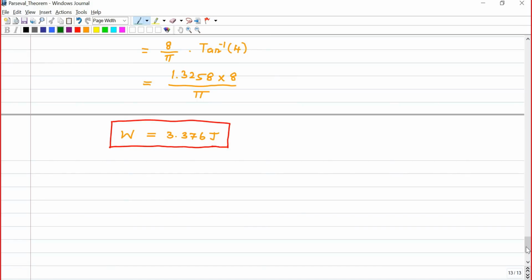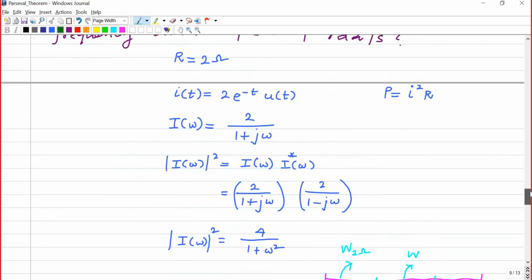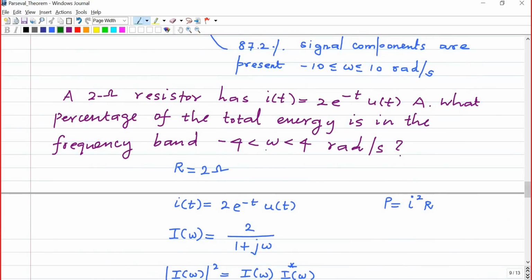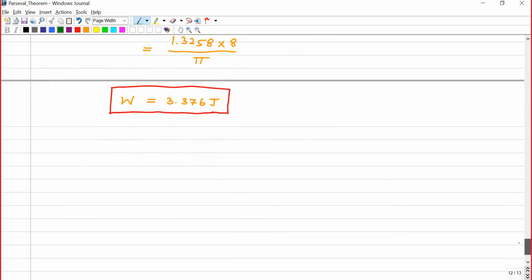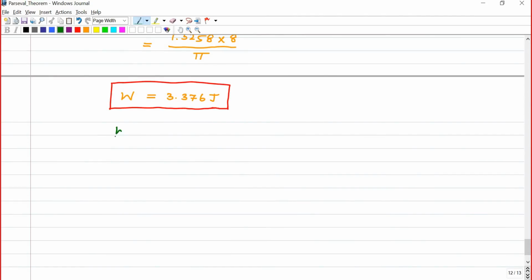Now, as per the question, we need to find out the fraction of energy in this specific band. So what I'm doing, I'm just finding the ratio W over W 2 ohms, which is 3.376 divided by 4 into 100. I'm trying to express this in terms of percentage. Any answer?